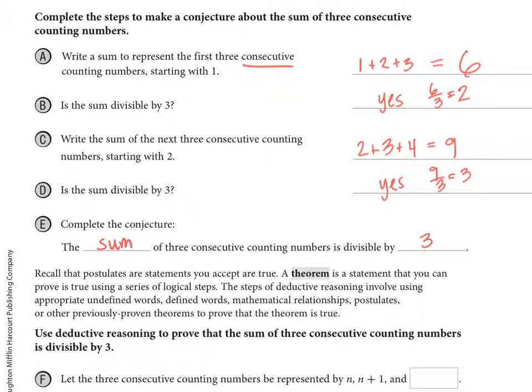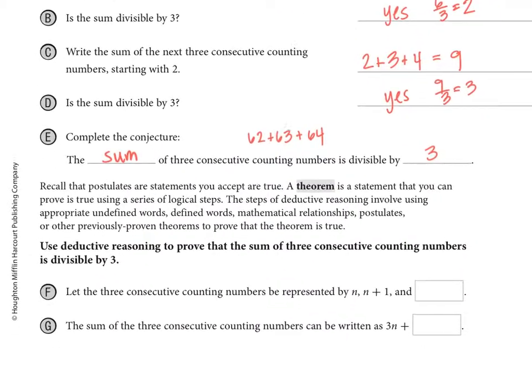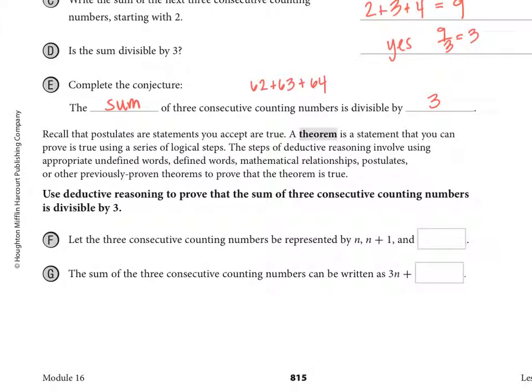So we're wondering if this always happens. So if I go all the way out to 62, and then 63, and 64, if I took the sum of those three consecutive counting numbers, would it be divisible by 3? And so we want to be able to say that this is true for every single string of three consecutive counting numbers. Once something becomes true by proof, we call it a theorem because we've proved it. Remember, a theorem is something that we prove. A postulate or definition is something that we assume to be true without any sort of proof.